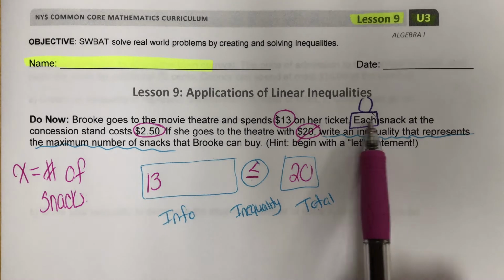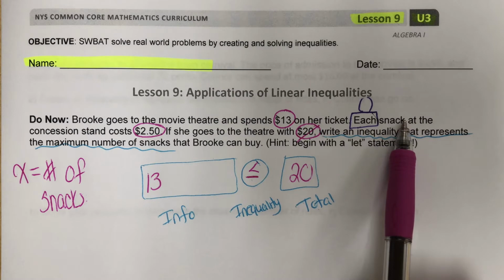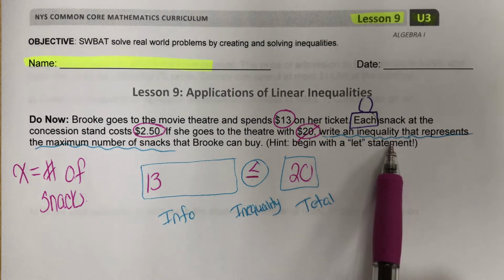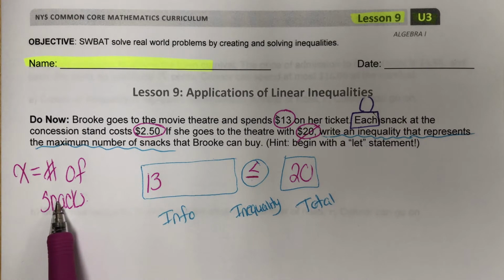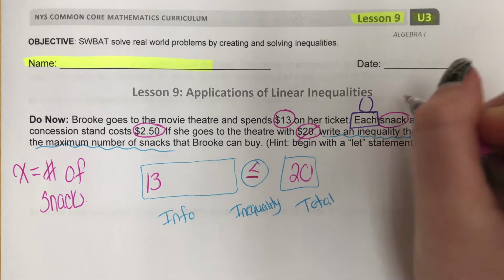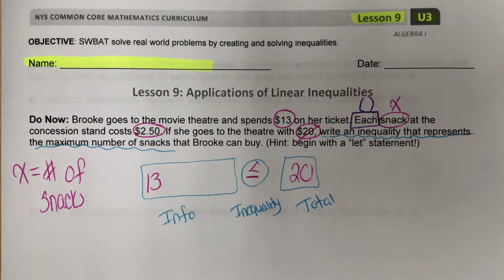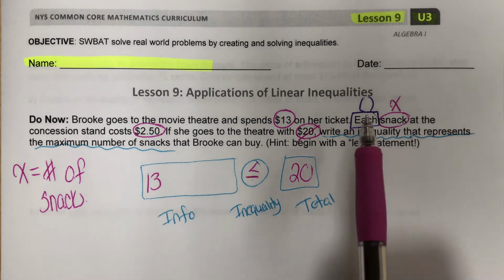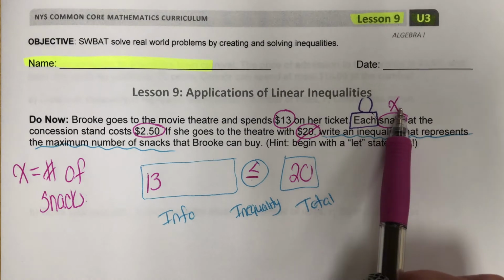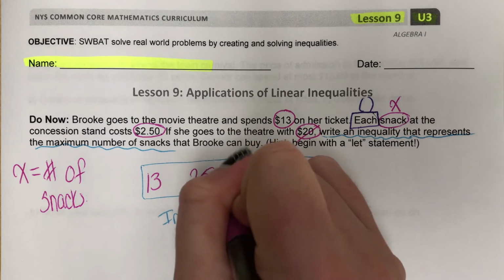And then it says each snack. Again, each is a multiplication word. So each snack, well, if you look at our let statement, we're letting snacks be represented by the variable x. So I'm going to say each snack, the number of snacks is x, is represented by that number $2.50. So I'm going to multiply x and 2.50. So again, that gives me 2.50x.